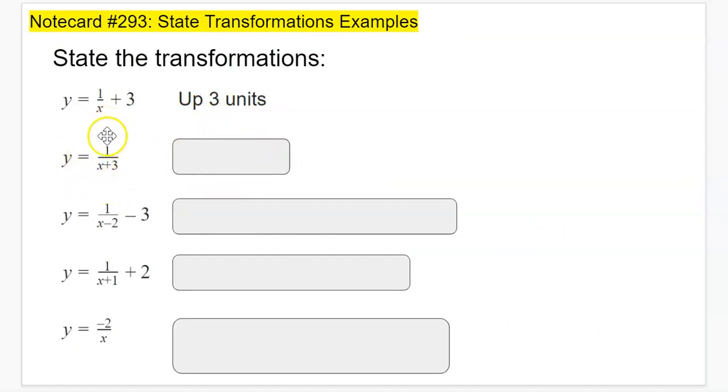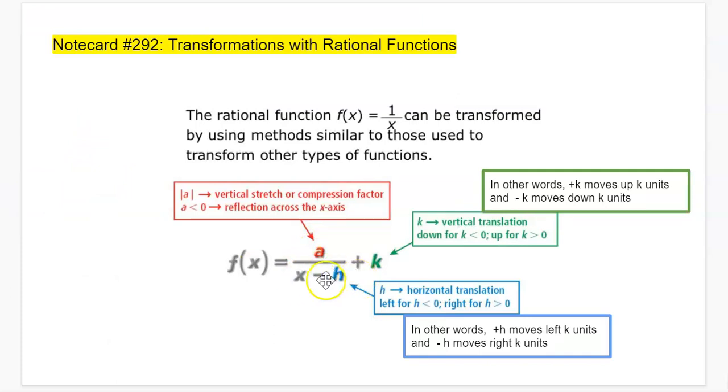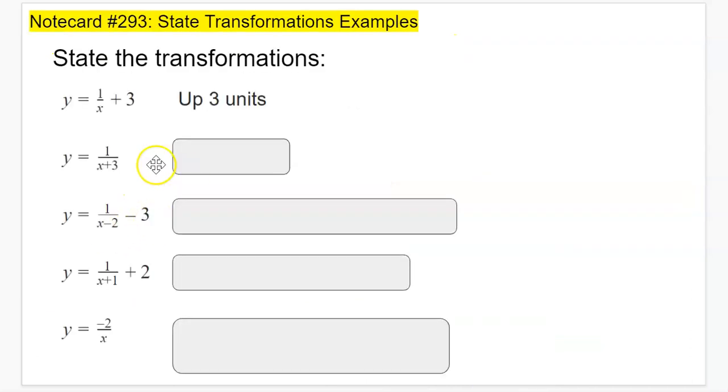Now, where do we have this x plus 3? It is embedded in the operation right there. So if I have a plus 3, I move left 3 units. You also can just remember your transformation rules. If it's embedded in the operation, you do opposite what you think, left or right. So this one's going to go left 3. Now this one has 2 things going on. It's going to be going down 3 from this, and then right 2 from this, because it's a minus, so it's going to go right.